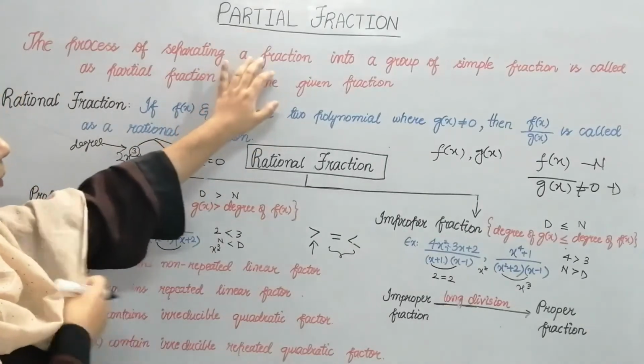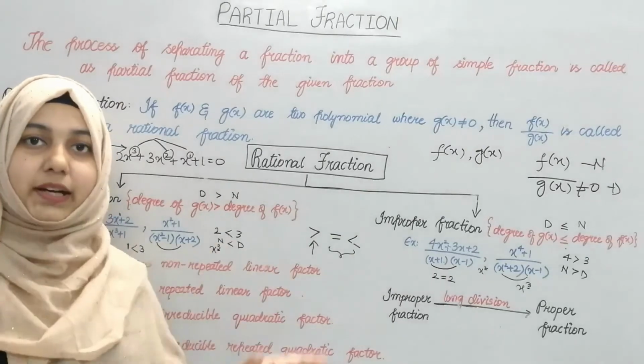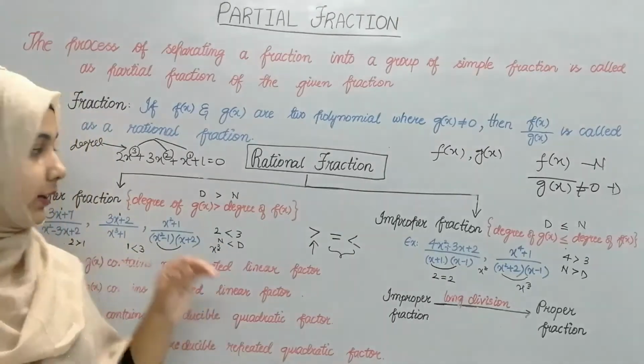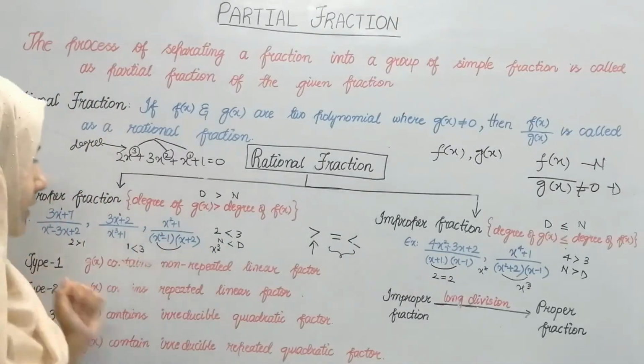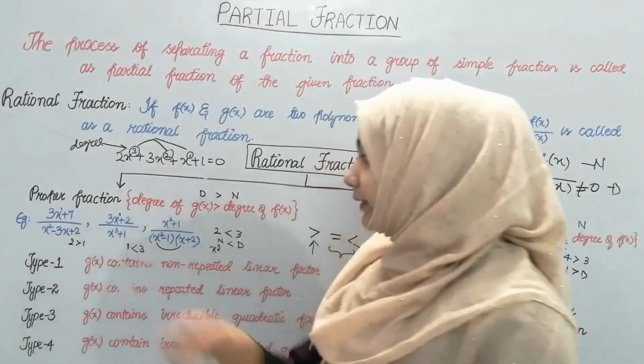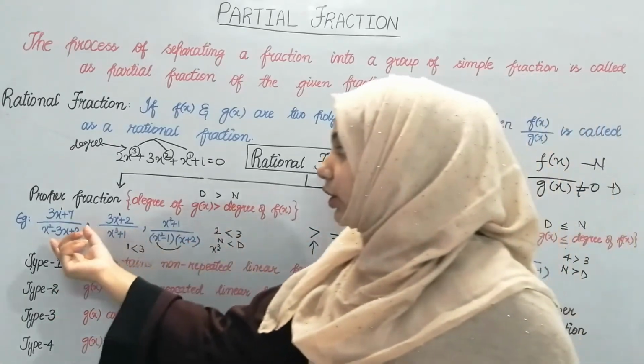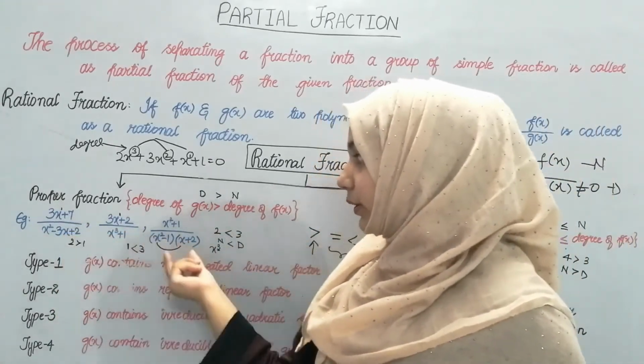Okay. If I've got a proper fraction, how am I going to separate it? How am I going to break it? With the help of these 4 different types. Type 1, 2, 3 and 4 all depend on the denominator. Okay? It will depend on the denominator.